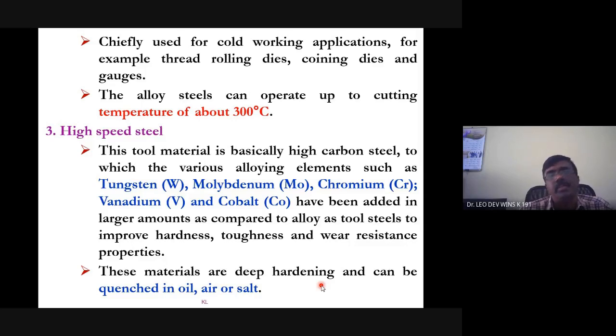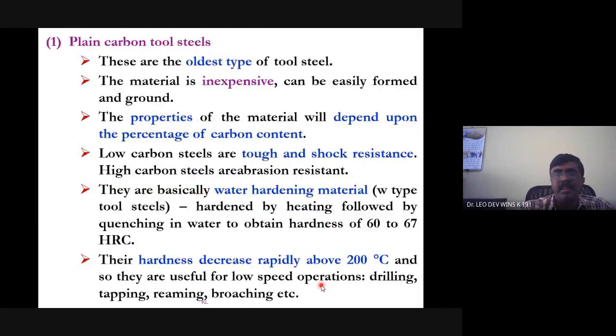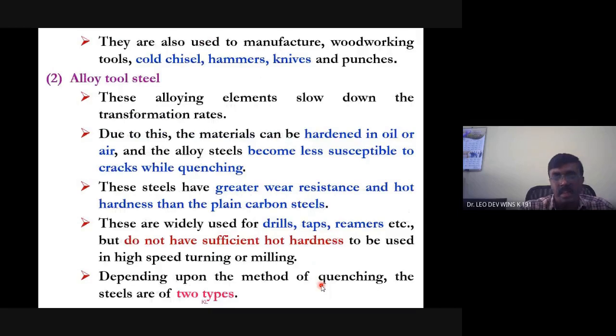Types of cutting tool materials. This particular cutting tool material can be operated under high speed conditions, that's why it is called high speed steel. What I want to tell is that the first cutting tool materials, plain carbon tool steel and alloy tool steel, can be operated only at very slow cutting speeds.